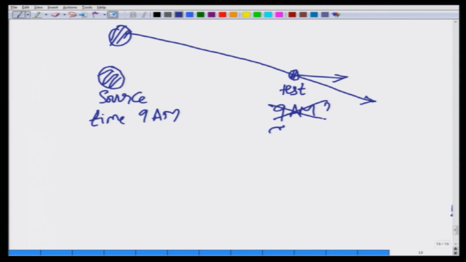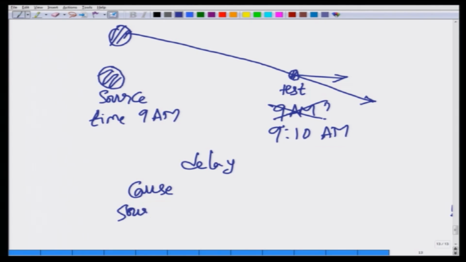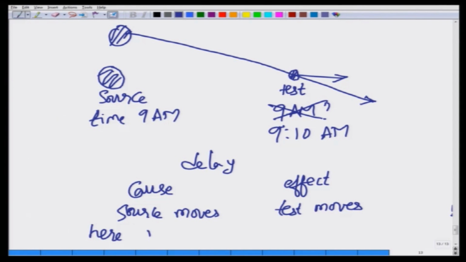There is a certain amount of delay, let us say 9:10 AM. Of course, please do not take these numbers very seriously. The numbers are not important, but what is important is that there is a time delay between cause and action. What is the cause? The cause is the source charge movement, and the effect is that after a certain time the test charge also moves. The source charge moves here now, whereas the test charge moves there after a certain time.